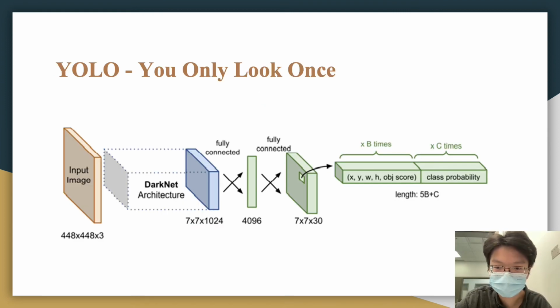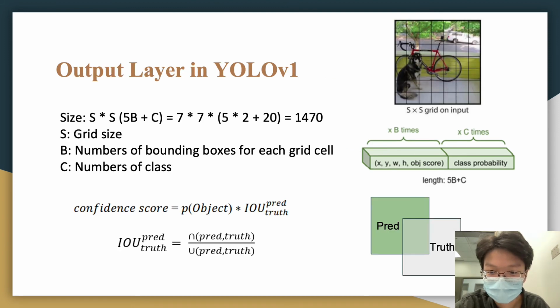In 2015, YOLO was born. Just like its name, you only look once. YOLO only has one stage to detect objects using a single neural network. The main idea of YOLO v1 is to apply a grid of size 7 by 7 onto an image. If the center of an object falls into a grid cell, that cell will represent that object. The output layer contains the location and size of bounding boxes, along with the confidence score and class probability.